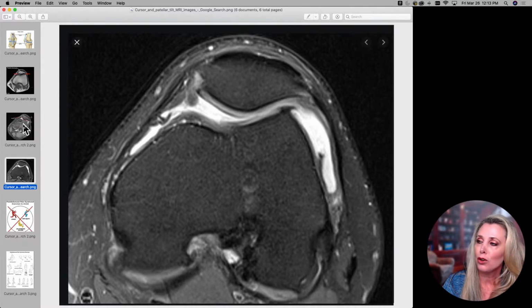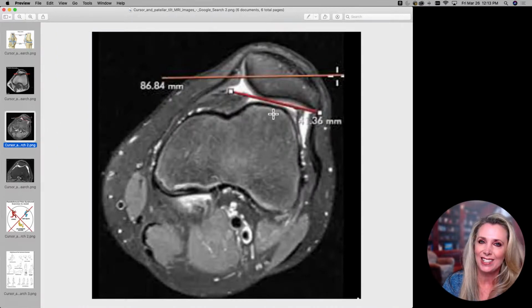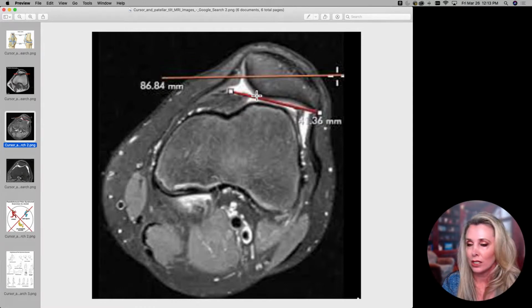So this one is even more dramatic. If you can't quite see that one, look at this one. So this is a severely tilted patella. It's not even remotely close to where it's supposed to be. So what are the options for trying to correct something like this, especially if there's still joint space here and it's not completely degenerated? How can we bring this patella back over and start to get it in a normalized position?